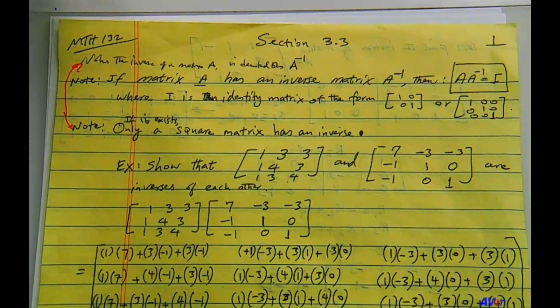We mentioned briefly last time that only square matrices have an inverse, but not all square matrices have an inverse. So let's begin by just mentioning a few basic notes about identity matrix and inverse matrices before we actually see how we can find the inverse of a matrix.